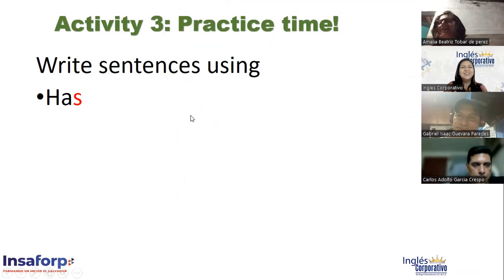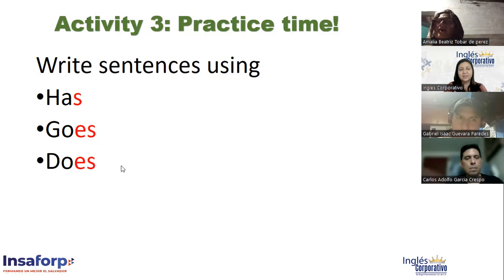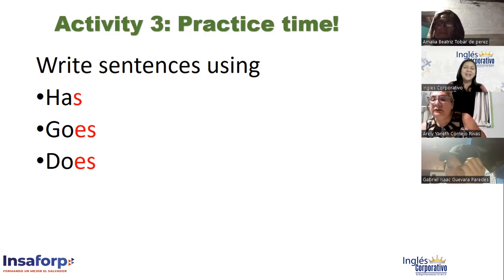Don't worry. You are going to write sentences, guys, using has, goes, and does. Remember, we use this for the third person singular. Has: she, he, it. So write sentences, please. Goes: she, he, it. Does: she, he, it. Thank you, Amalia.